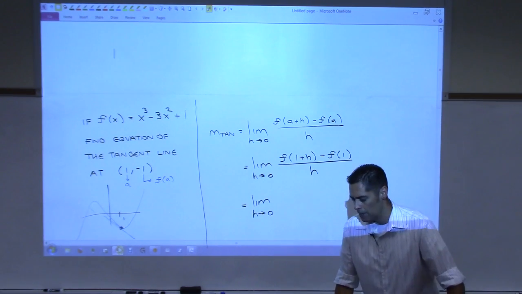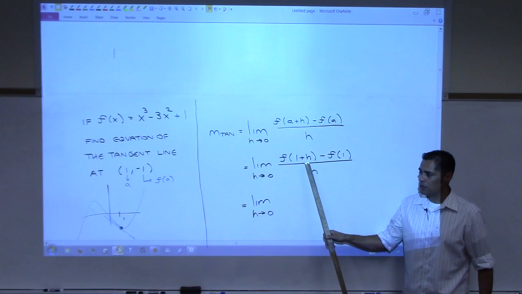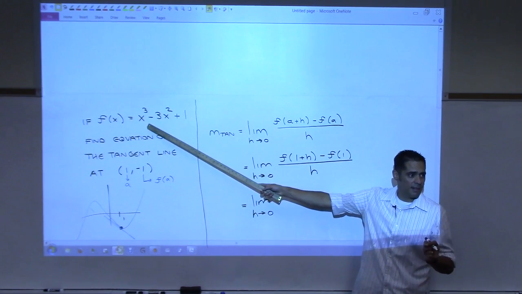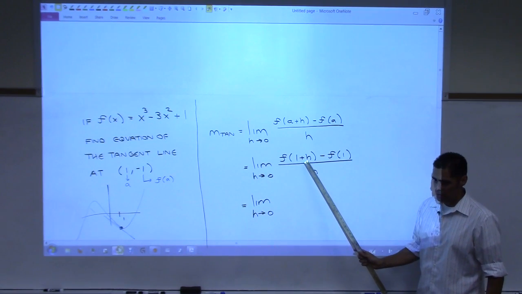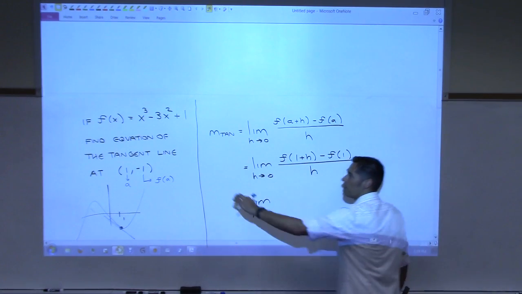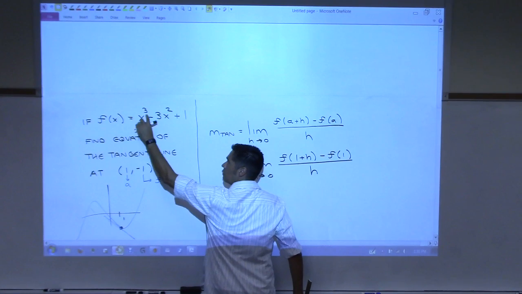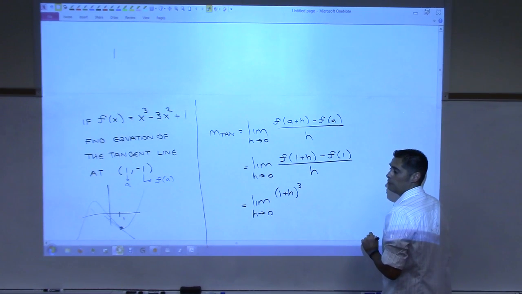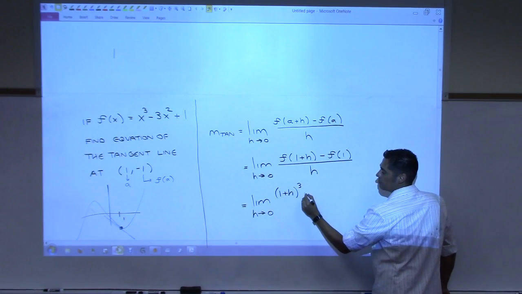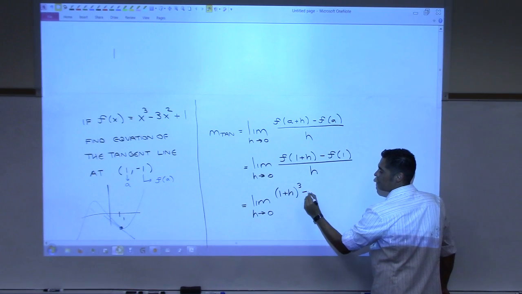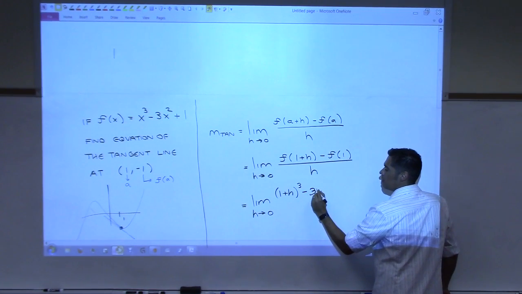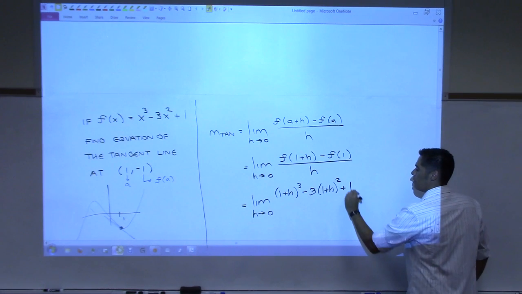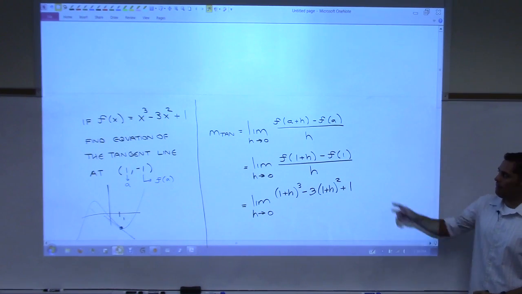Now, college algebra, evaluating a function, plugging something into a function. 1 plus h must be plugged in to this function. Everywhere you see an x, it gets replaced with 1 plus h. So it's going to be 1 plus h cubed, now what do we got? Minus 3 times 1 plus h in parentheses there squared, plus 1. Then minus the f of 1, which is the -1.